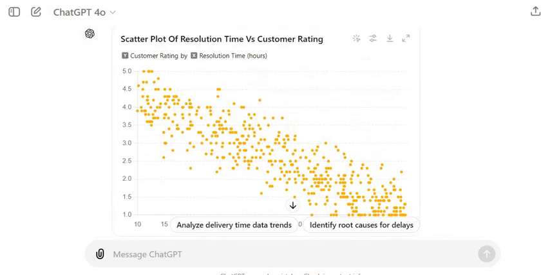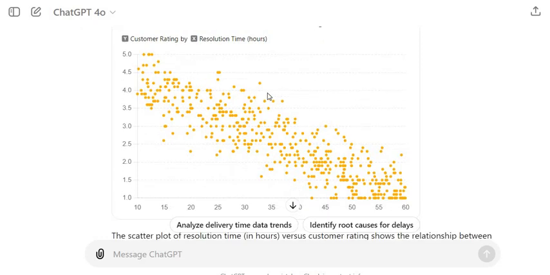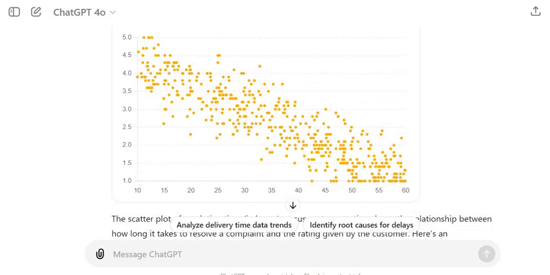As you can see, there is a clear negative trend, which shows that if the resolution time, which is on the x-axis, increases, the customer rating, which is on the y-axis, decreases. So there is an indirect or negative relationship between these two variables. If one increases, the second decreases.